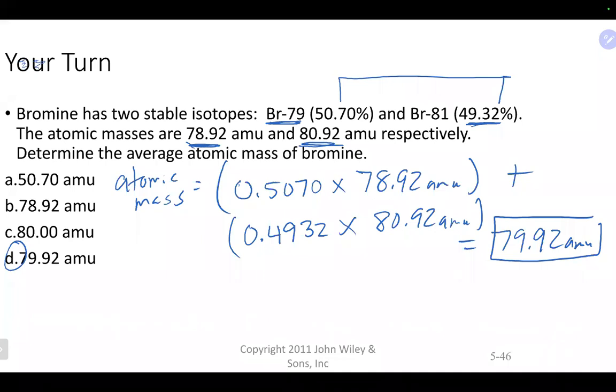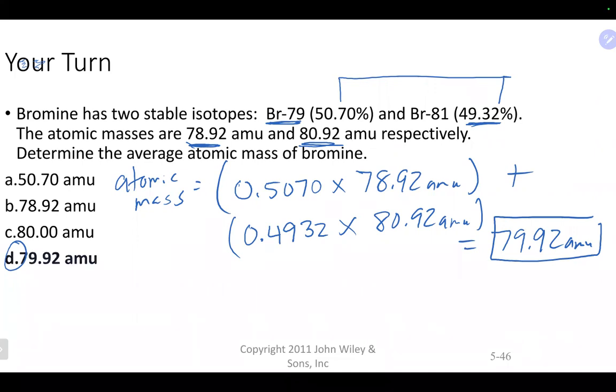So once again, as you can see, atomic mass is different than mass number. So mass number, protons, neutrons. Atomic mass here, again, sort of the mass of the entire isotope or element. Any questions on that?